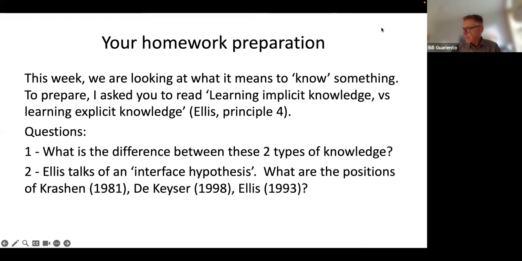And remember, this is what Ellis called unconscious knowledge. That's another word for implicit knowledge. And finally, we have Ellis. What does he believe about this interface between explicit knowledge and implicit knowledge? Remember, Krashen says there's no relationship. What does Ellis say?